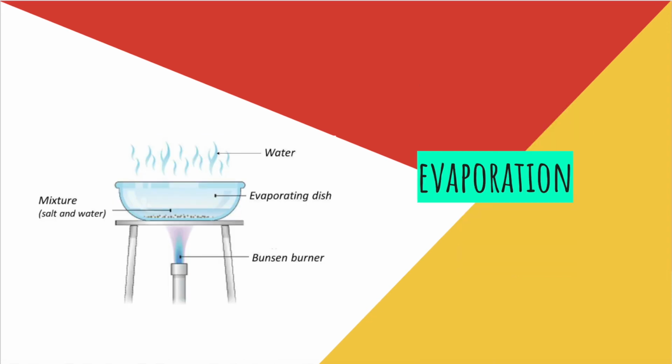We can use a process called evaporation. So we identified salt water as a homogeneous mixture or solution. Therefore, if we put it over heat, the water will evaporate, leaving the solid salt behind. Notice, neither the properties or composition of the salt or the water are changed.